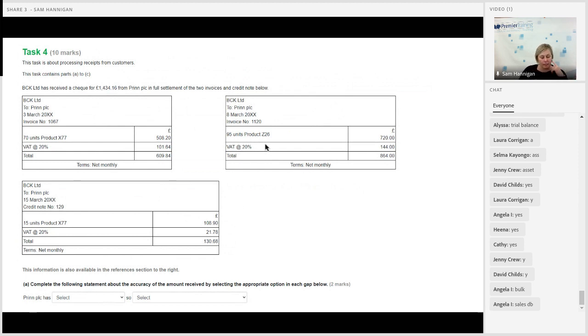So what you're doing is you will pick what the answer is going to be. So it says here, Print PLC has overpaid the amount owing, so a refund should be offered. So basically, what you're saying is this is the amount. You've got the invoices. You've got a credit note. Credit note, invoice. That plus that minus that doesn't equal that. So they've paid too much. And because they've overpaid, we'd offer them the money back. We'd give them a refund. Unless they were putting another order in and we could write it off against that order.